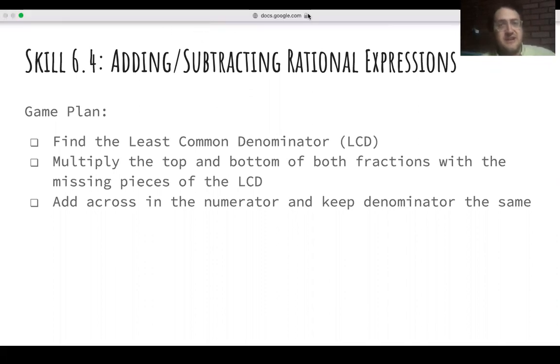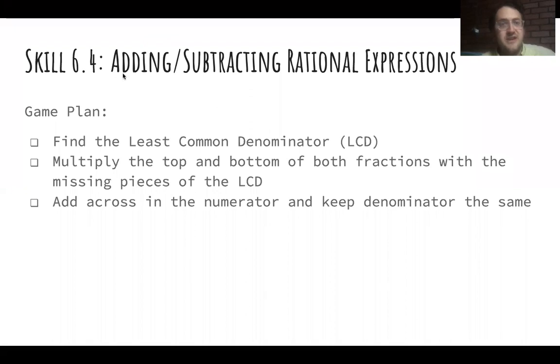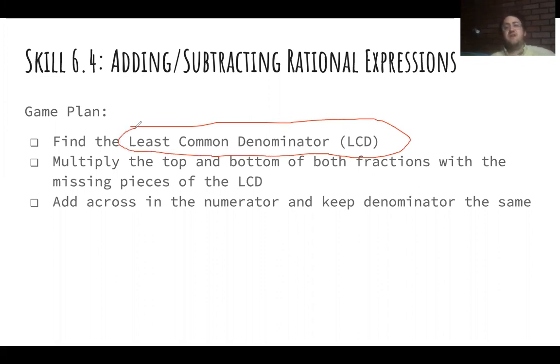And adding and subtracting is a little bit more involved than multiplying and dividing because you have to find this thing called the least common denominator. And I'm going to show you some numerical examples to talk about the importance of this without any algebra at all. And then we're going to move towards creating least common denominators in those more algebraic situations. So your goal is to get the same denominator in both fractions, and then you can add or subtract across in the numerator.